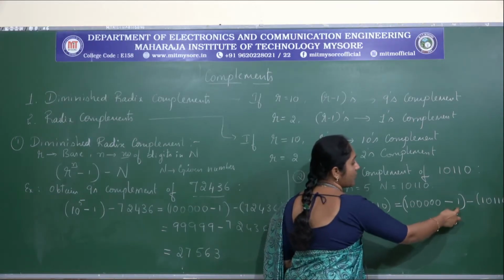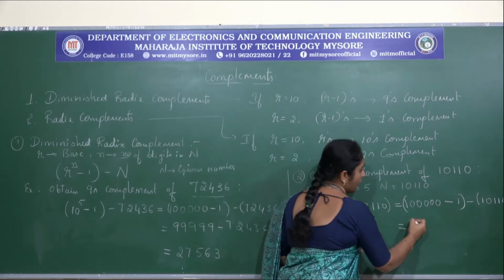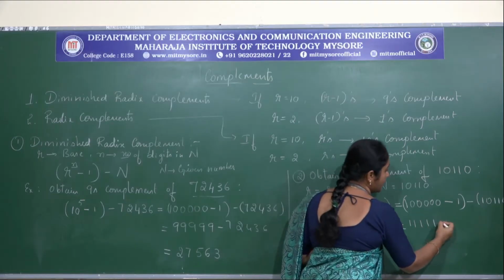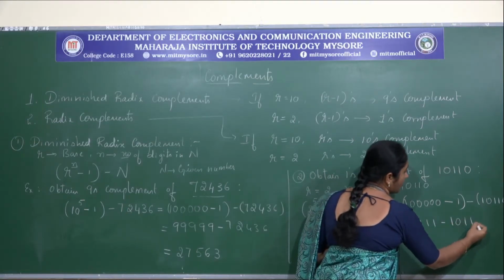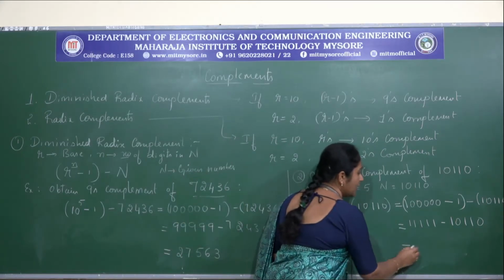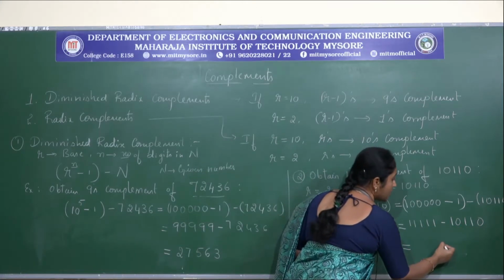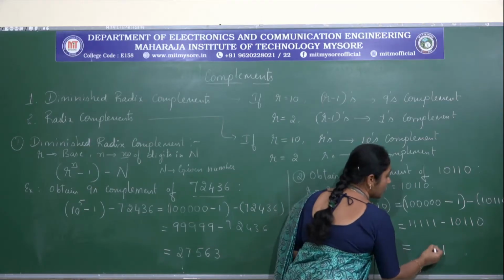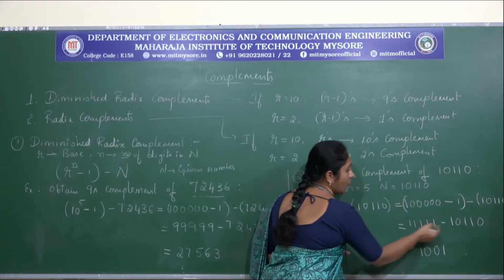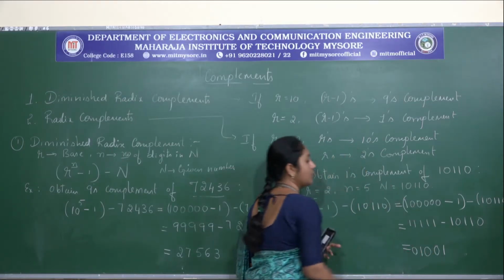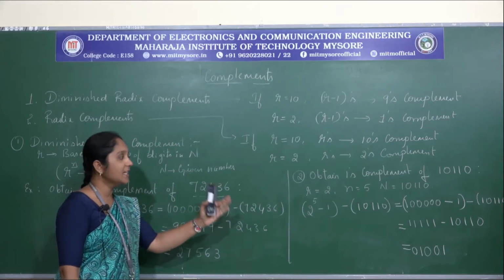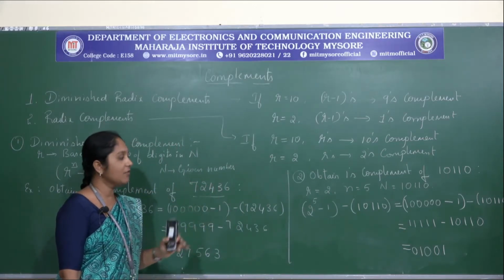Okay, from 32 we need to subtract 1. So what is the result? We are going to get 31. 31 is nothing but all 5 bits ones, minus this. So now let us see the subtraction. Yes, subtraction: 1 minus 0 is 1, 1 minus 1 is 0, 1 minus 1 is 0, 1 minus 0 is 1, 1 minus 1 is 0. Yes. Now, this is the ones complement of the given number.